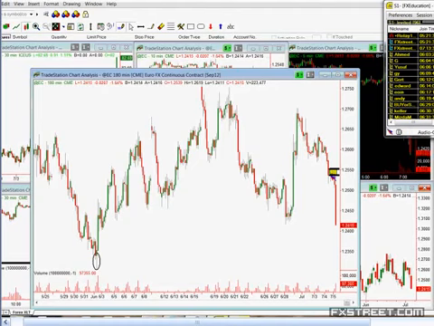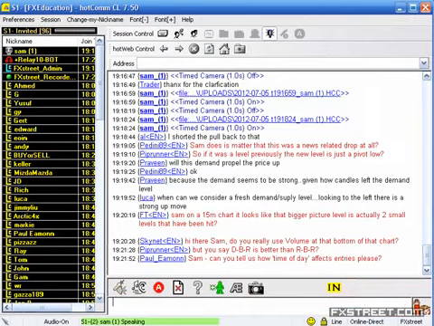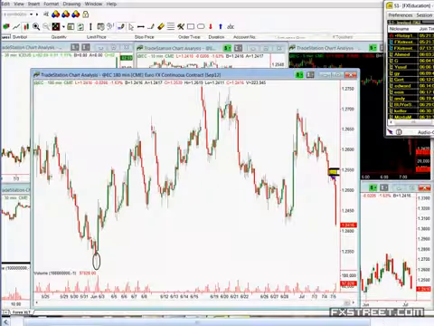You just need to make sure that you don't have too many drop-based rallies into that area. You want to be in on that second or third one, first or second. You know what I'm saying? Okay. But anyway, let me finish this up, and then we'll go to a smaller time frame.